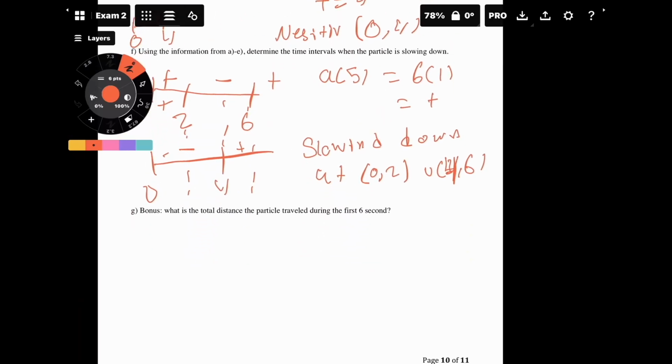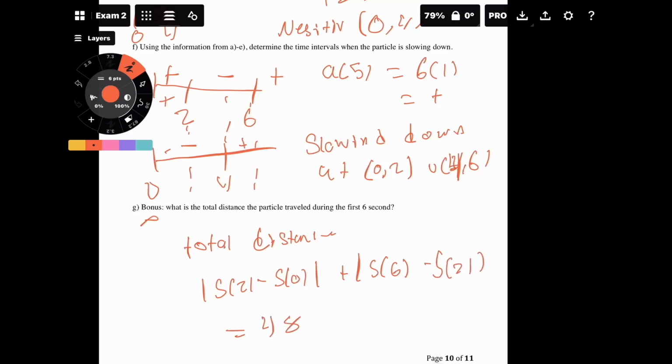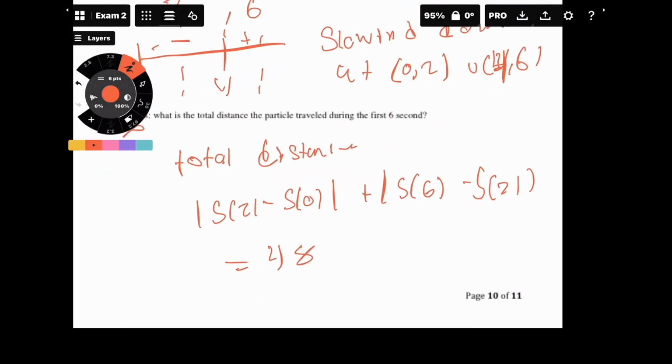Okay, and then let's do the bonus one real quick. For the bonus, we want to know the total distance for the function. So the total distance is s of 2, plus the absolute value of s of 2 minus s of 6, plus s of 6 minus s of 2, which will give us 48. All we have to do is just go back to the regular position function and just plug these in. Okay, thank you.